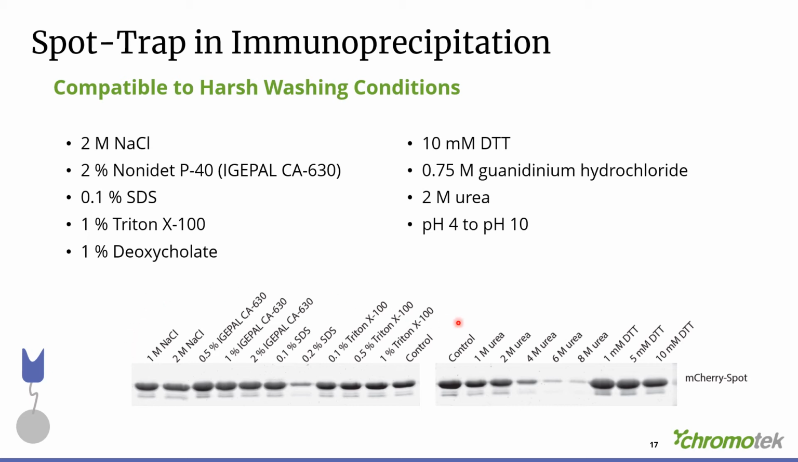You can see here these data as tested with mCherry conjugated to Spot. So here we have 1 molar, 2 molar sodium chloride, different series of detergents, and here we have the control, and you can see there is hardly any difference. Here we have tested various concentrations of urea, up to 2 molar urea. There is no difference to control, and the same holds true for different concentrations of the reducing reagent DTT.